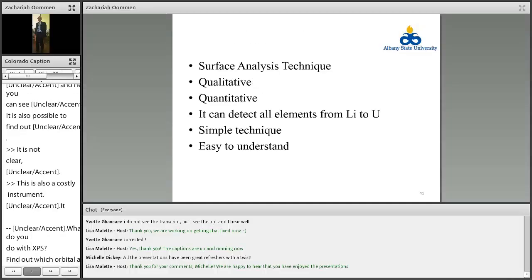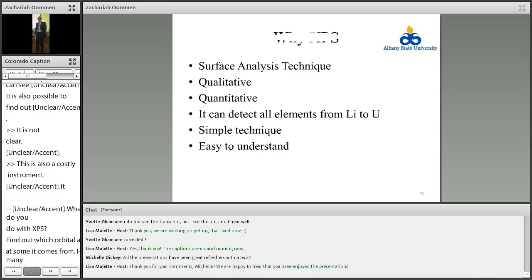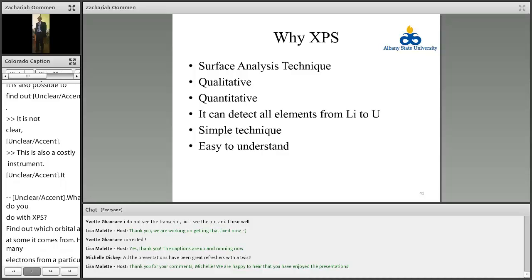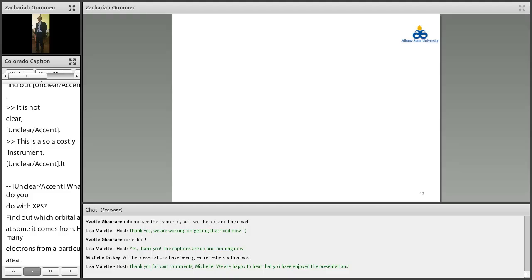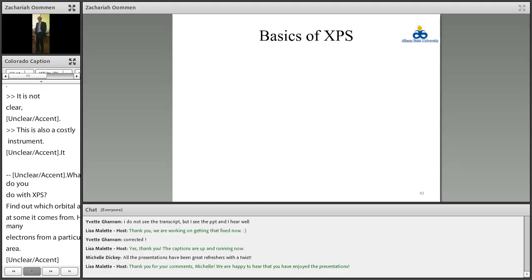So, it is a surface analysis technique. It is qualitative and quantitative. You can detect all elements from lithium to uranium using this technique. It's a very simple technique and easy to understand. And just to say some basics about this one.